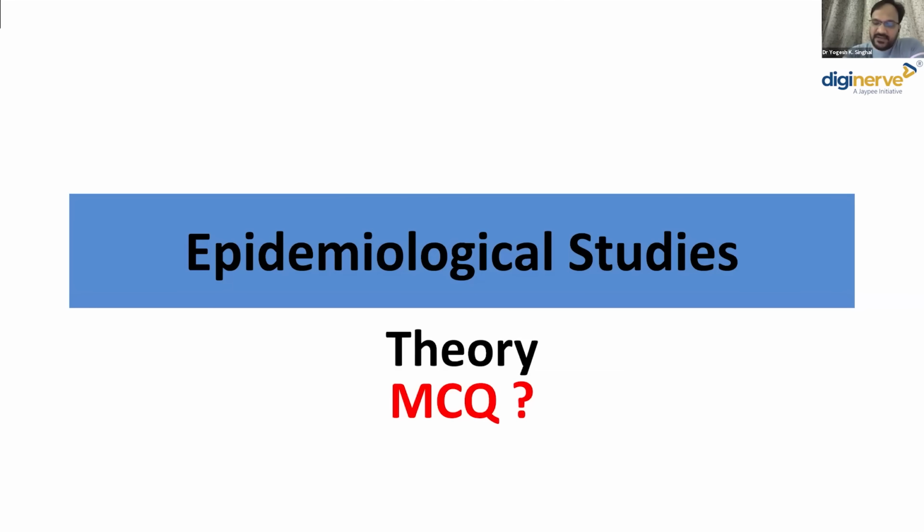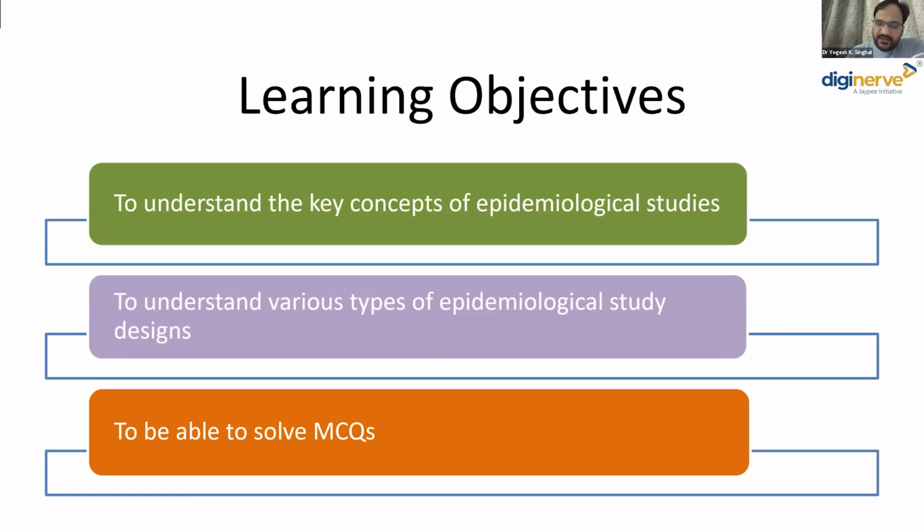And in this session, we will deal with theory. And after every topic, I will ask some MCQs for your practice also. Okay. So let's begin with the learning objectives of this session. In the learning objectives, you will be able to understand the key concepts of epidemiological studies, and you will be able to understand various types of epidemiological study designs. Okay, and you will be able to solve the MCQs related to this topic.